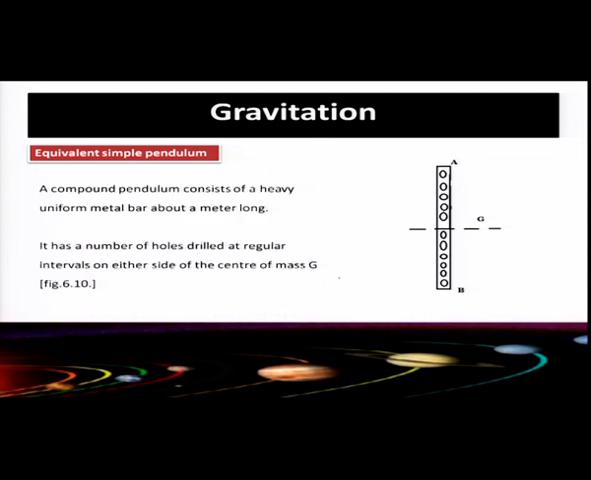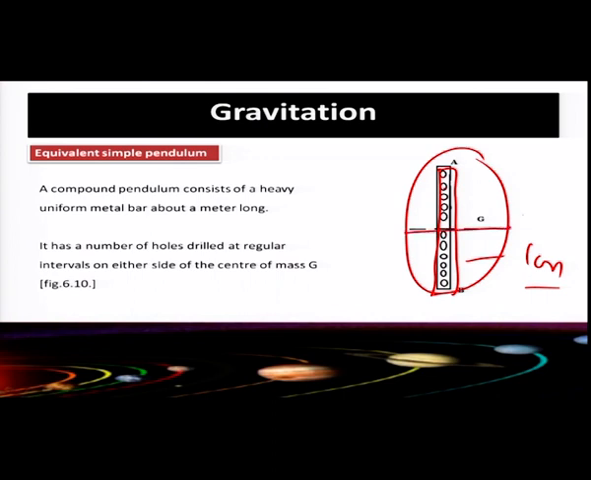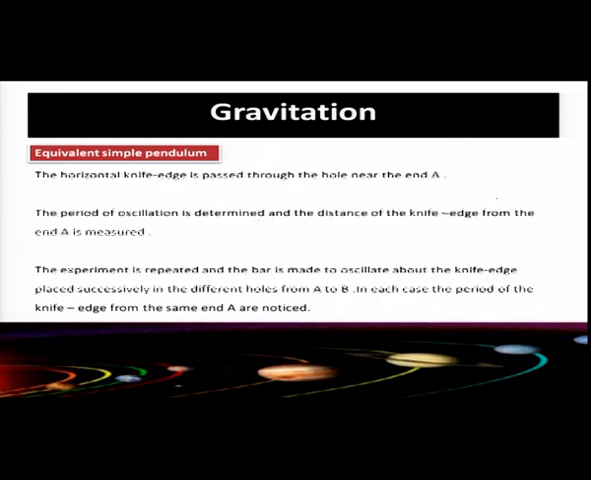And this is the schematic diagram for a compound pendulum. This compound pendulum has a uniform metal bar, approximately 1 meter long, and it has a number of holes drilled at regular intervals on either side of the center of mass G. This is the center of mass G. Normally, the holes are drilled at regular intervals of 5 centimeters each.